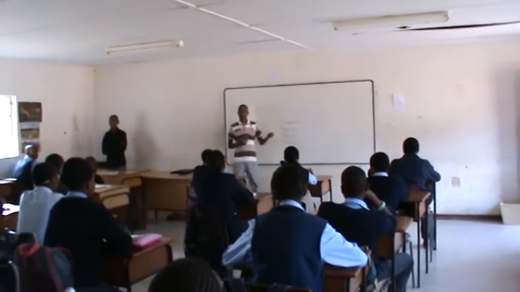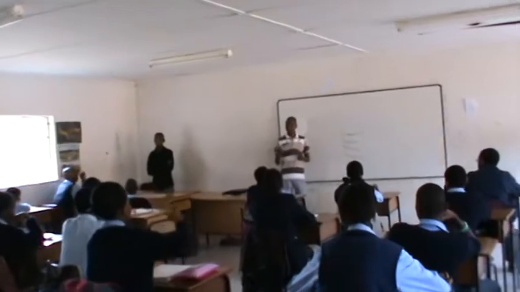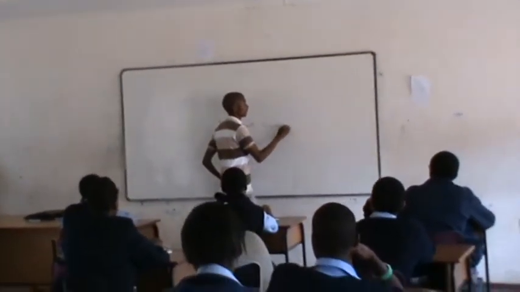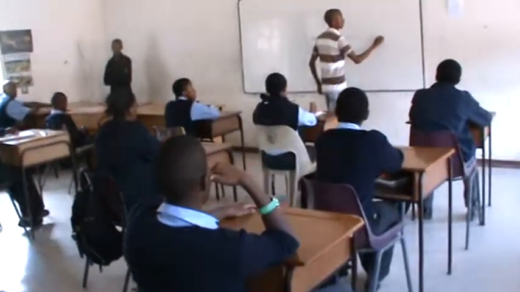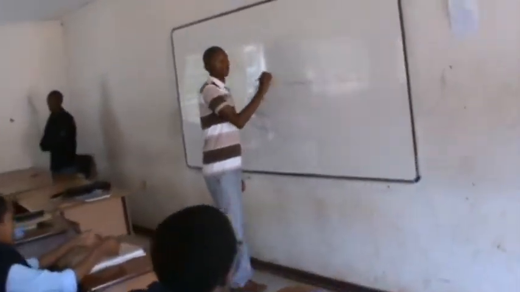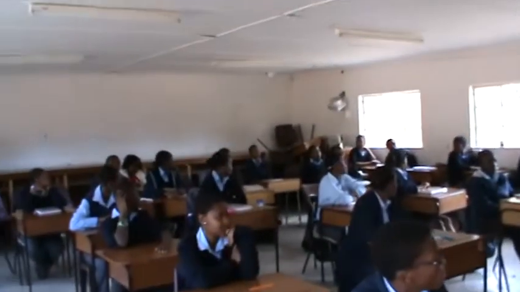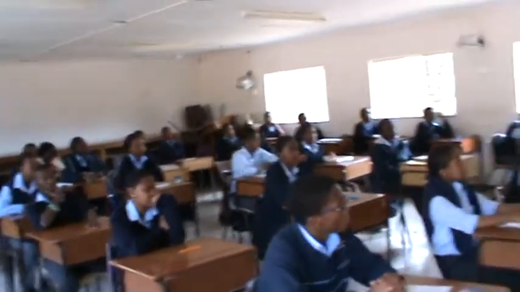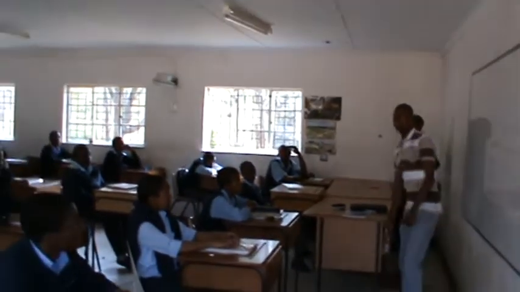You must know the use of the lines. We have the center of enlargement. Other than the center, what else do we have? We have the scale factor. The scale factor. What else?